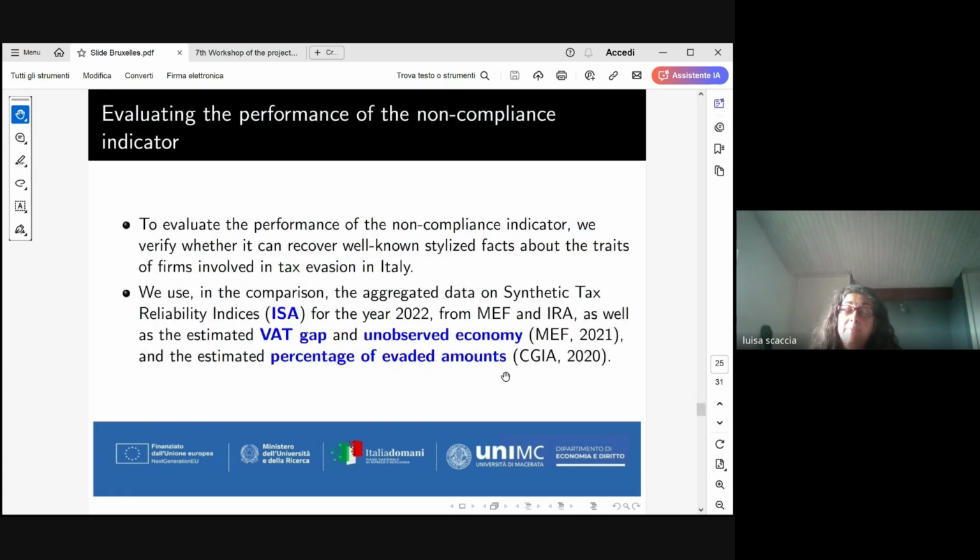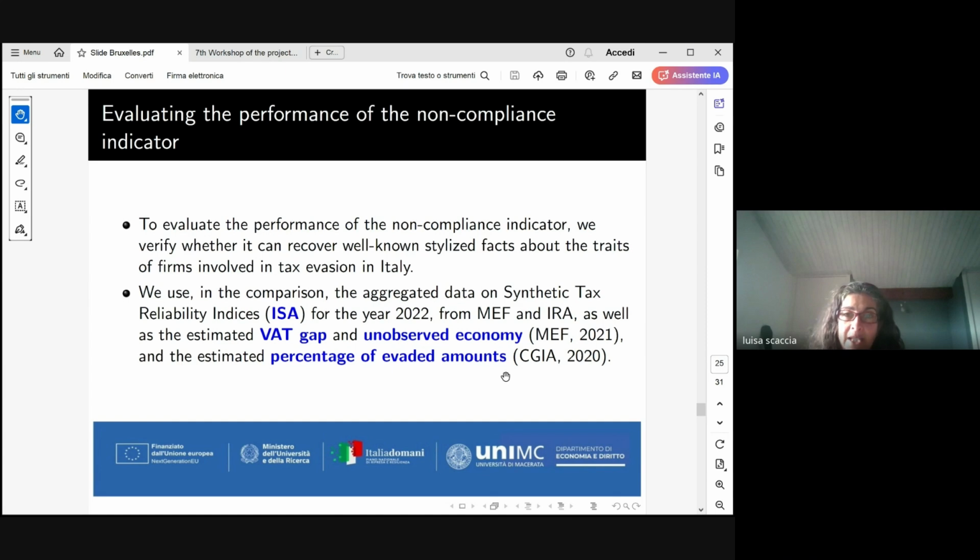So the best way to determine the capability of this methodology to correctly classify firms as evading or not taxes would be to use labeled data. It means we would need a sample for which we know whether each firm did evade tax or not. Obviously, these data are not available.